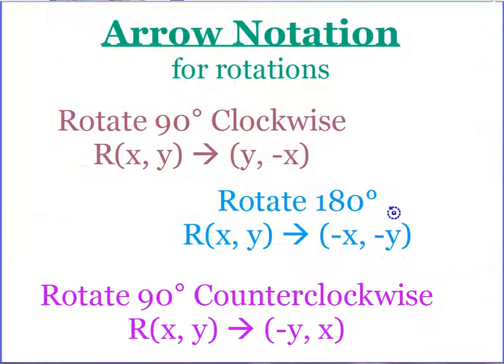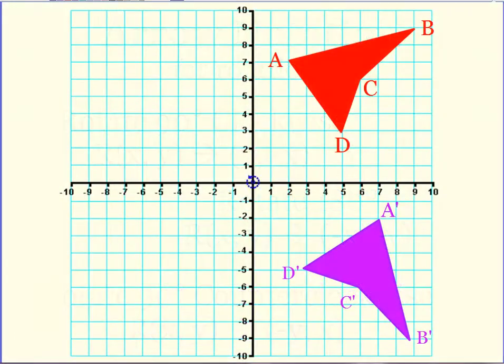So in your notes, it's a really good idea to have these 3 different arrow notations written down for the 3 different types or most common types of rotations. There's lots of others you can rotate any number of degrees, but these are the 3 most common. Now let's take a look at what types of problems you'll run into most likely with rotation practice.